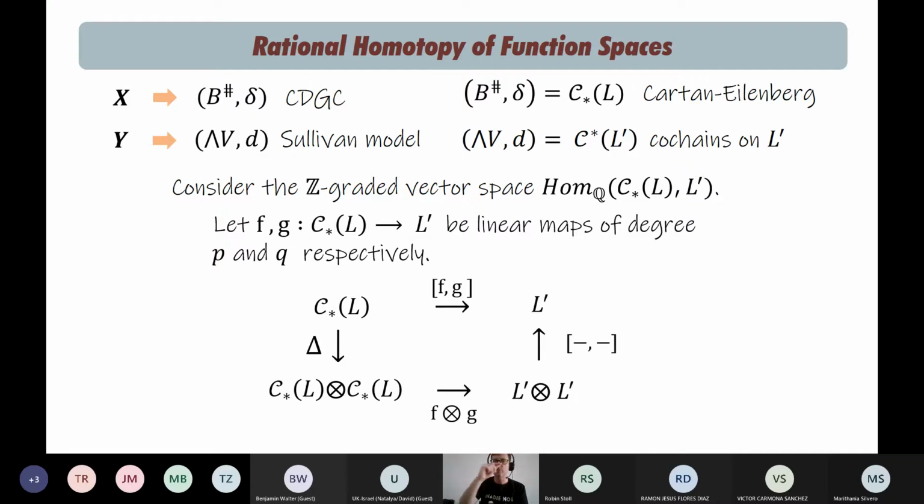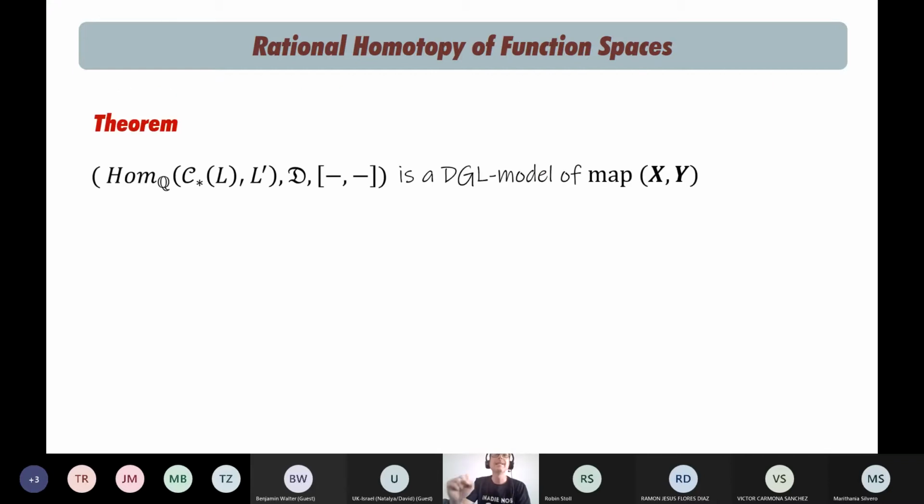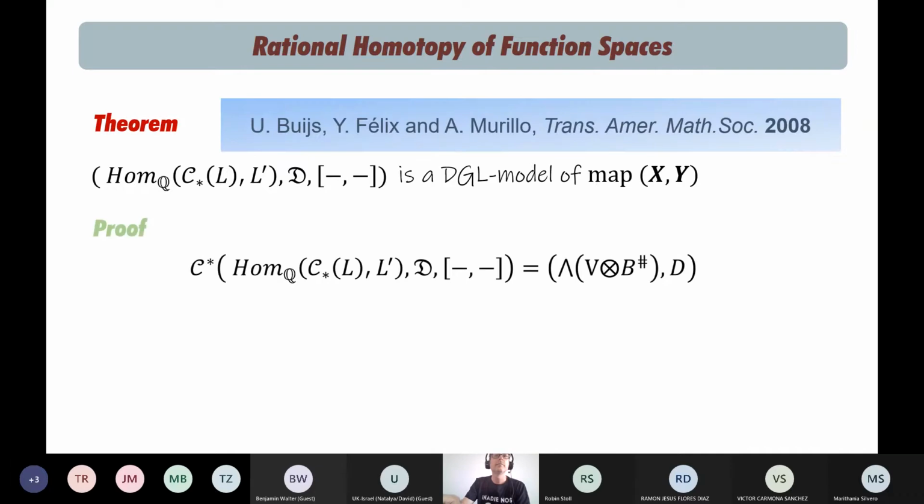And this defines a bracket which is a Lie bracket, and the usual differential is a derivation with respect to this bracket. So this is in fact a Lie model of the mapping space. How can we prove that? Simply by checking that the cochain of this DGL is just the Brown-Szczarba model of the mapping space.